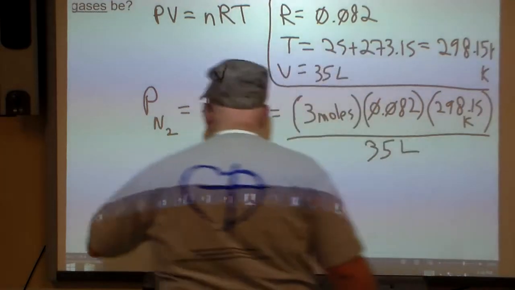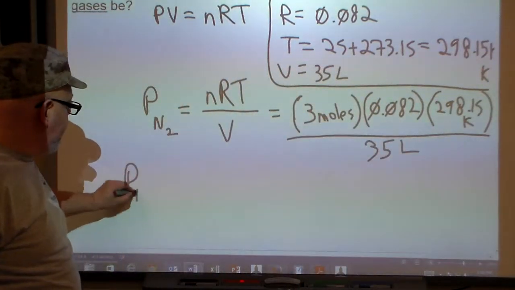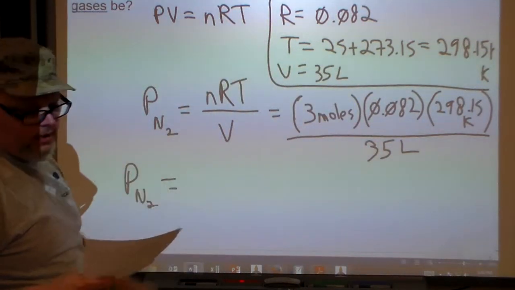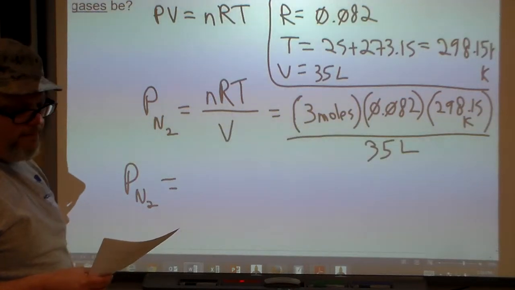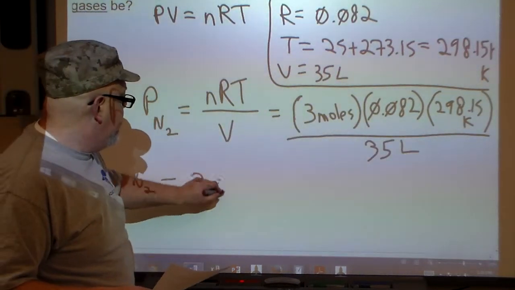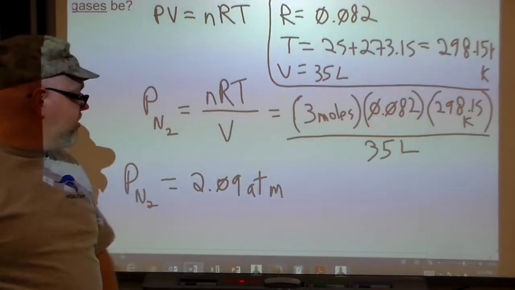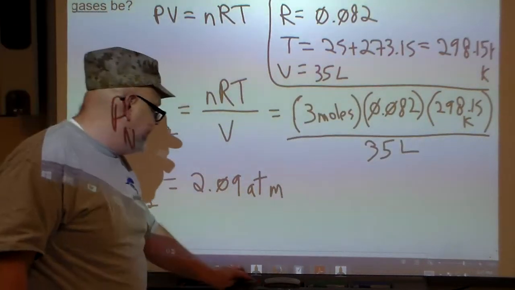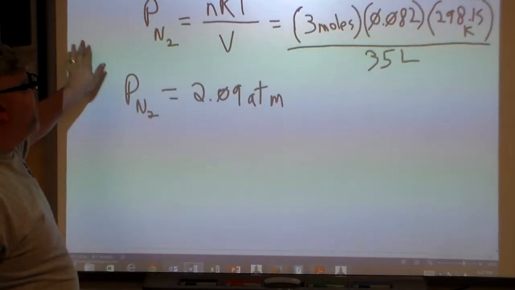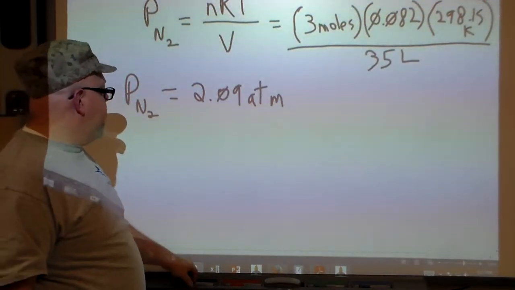So the pressure of the N2, when you go in and solve all that out, is going to be a big whopping 2.09 atmosphere. So that's just the pressure with the nitrogen. Well, what about the oxygen? Well, the oxygen, you're going to do the same thing, right?